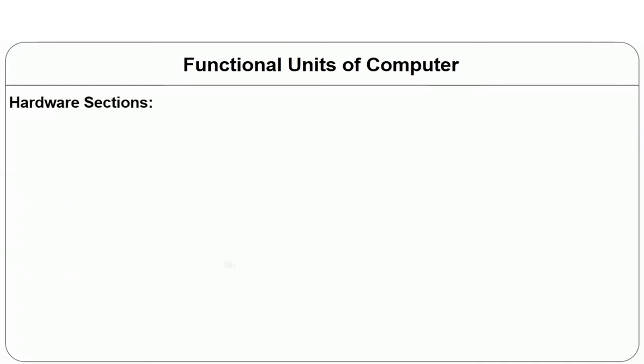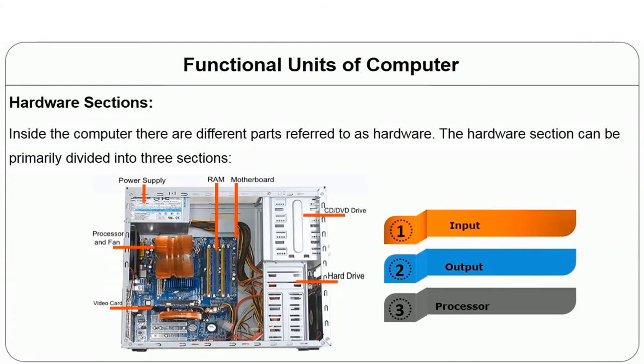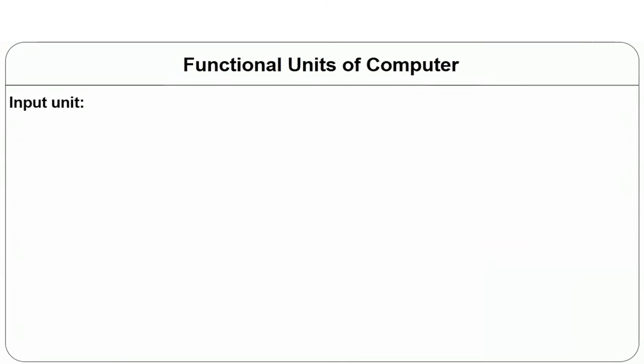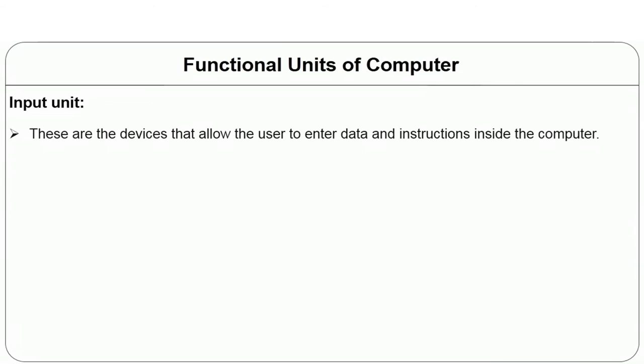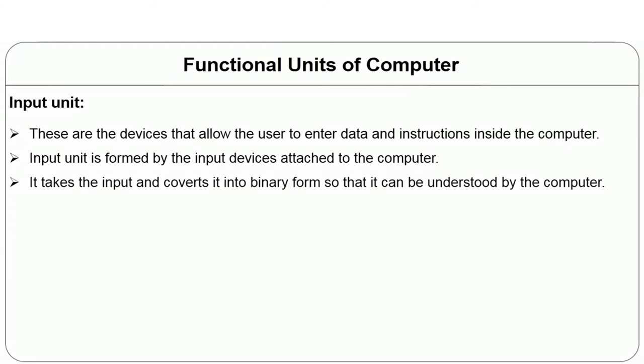Now, the hardware sections are inside the computer. There are different parts referred to as hardware. The hardware section can be primarily divided into three sections: input, output, and processor. Input unit. These are the devices that allow the user to enter data and instructions inside the computer. Input unit is formed by the input devices attached to the computer. It takes the input and converts it into binary form so that it can be understood by the computer.